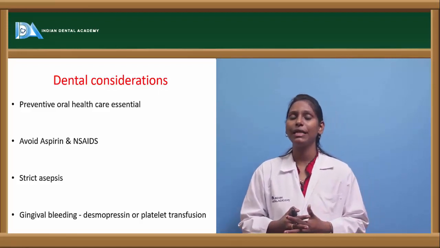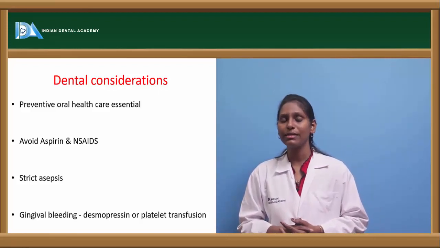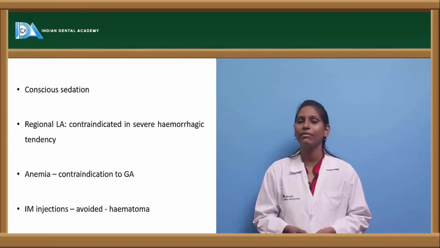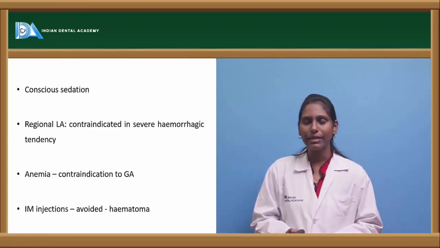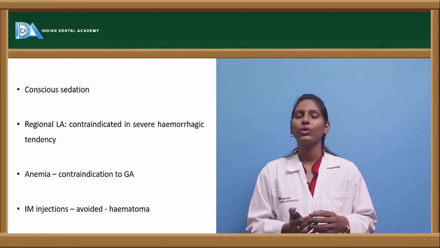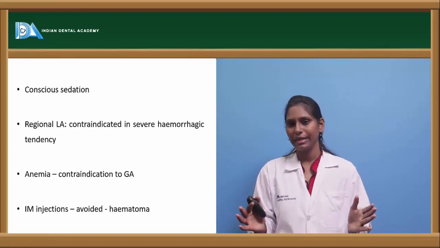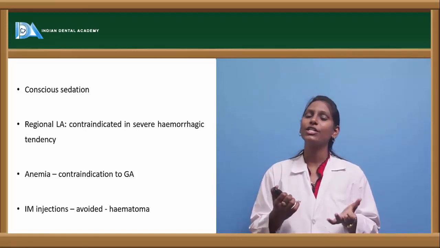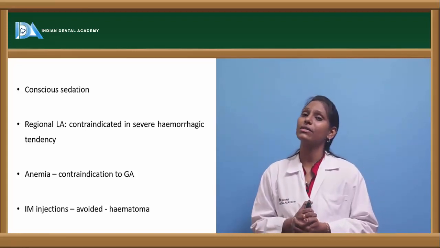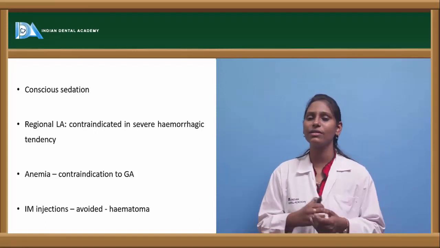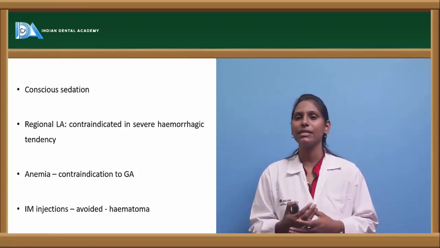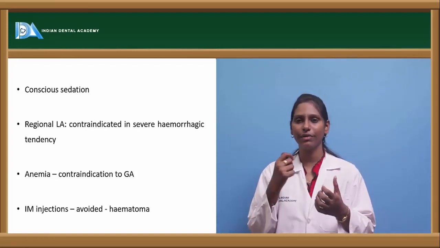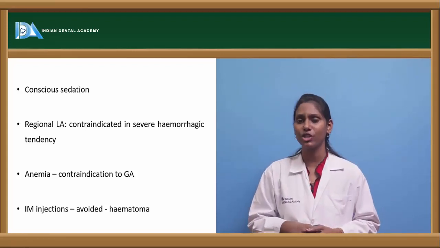Whenever there is gingival bleeding, you can go for local styptic methods. You can use desmopressin, or if it is very severe, go ahead with platelet transfusion. In these cases, it is usually LA. GA is contraindicated, however, and conscious sedation can be used in these cases. Regional LA is also contraindicated in case of severe hemorrhagic tendency, because at the site of injection there can be a large hematoma.